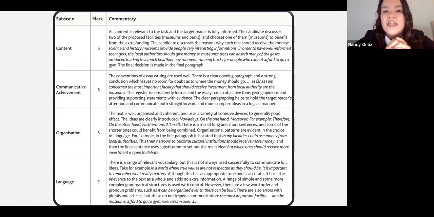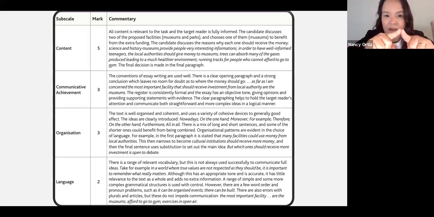Content: all content is relevant to the task and the target reader is fully informed. The candidate discusses 2 of the proposed facilities, museums and parks, and chooses one of them, museums. This is correct. You need to choose to benefit from the extra funding. The candidate discusses the reasons why each one should receive money. This is also a good one.